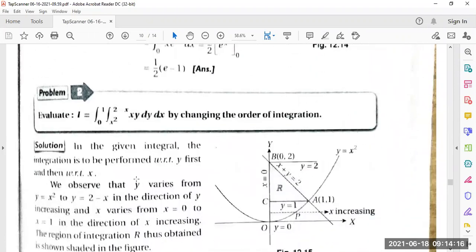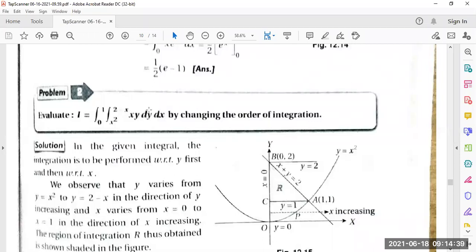Another problem is given here. Obviously x equal to 0 to 1 and y equal to x square to 2. y equal to x square means one parabola, and y equal to 2 means a straight line parallel to the x axis. Actually it is 2 minus x. That is a straight line. The integral is xy dy dx, by changing the order of integration.